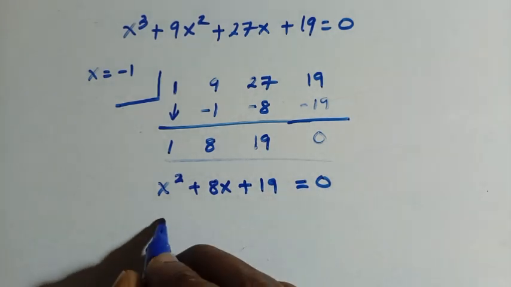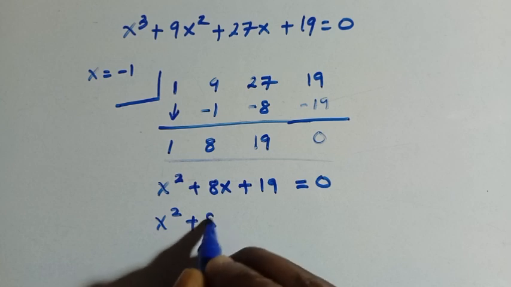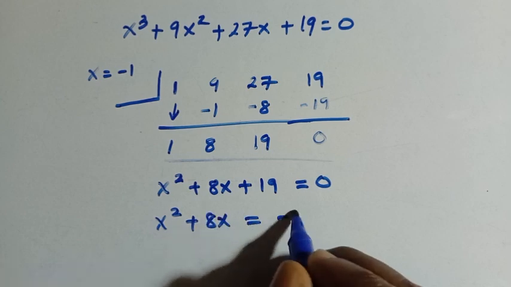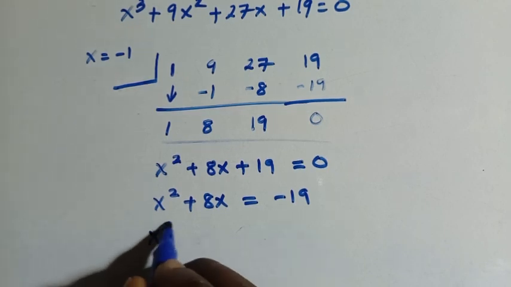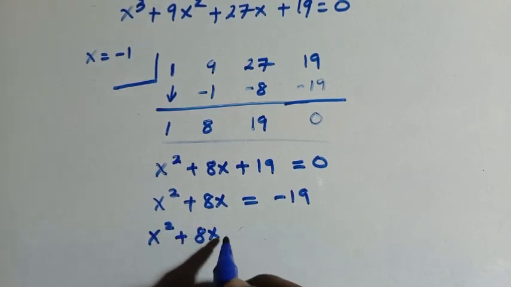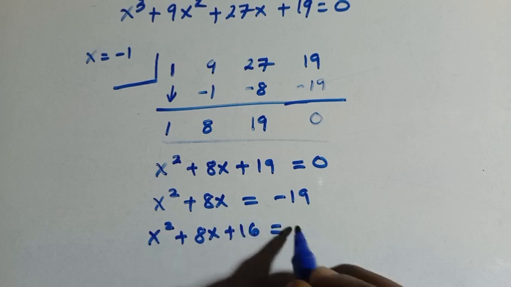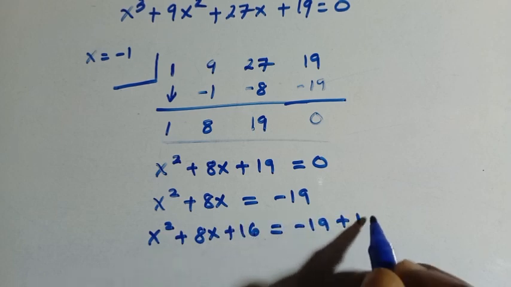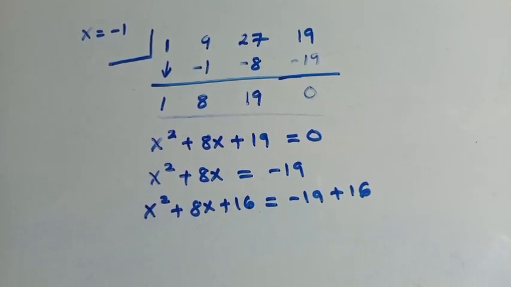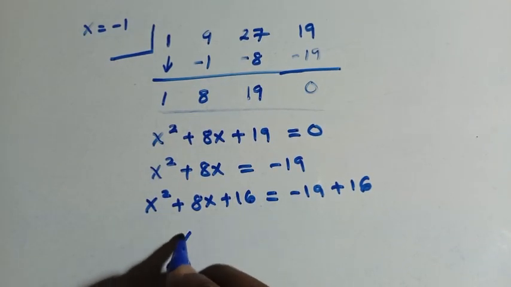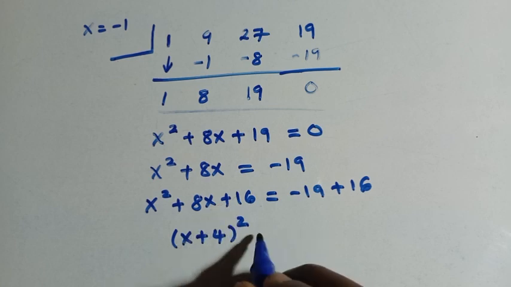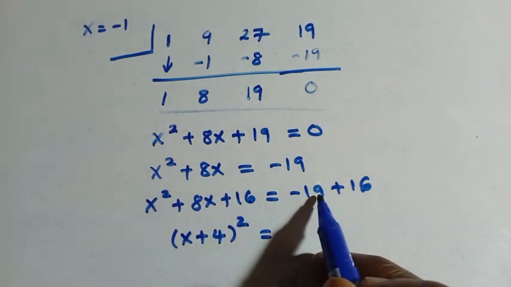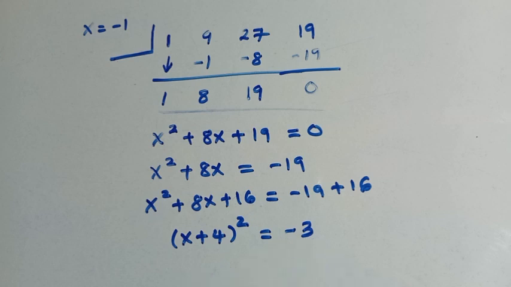Let's transfer 19 to the other side. We have x^2 + 8x equals -19. And let's add 16 to both sides. So we have x^2 + 8x + 16 equals -19 + 16. So the whole of this, you can compress it as (x + 4)^2. So when we take our time and expand this, we are going to get the whole of this, and it equals -19 + 16, that is -3.